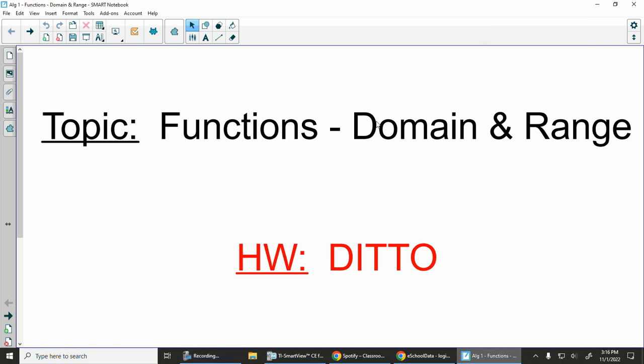Okay, so today's lesson is on functions, domain and range. So we've touched a little bit on domain and range. We talked about them in relations in the last lesson. So now we're going to apply domain and range concepts to functions.